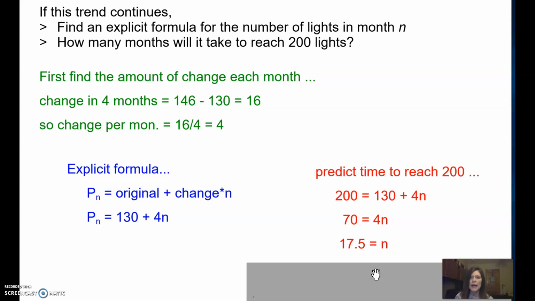So about a year and a half, that's 18 months, right? About a year and a half from now, we will have 200 streetlights in this little town.